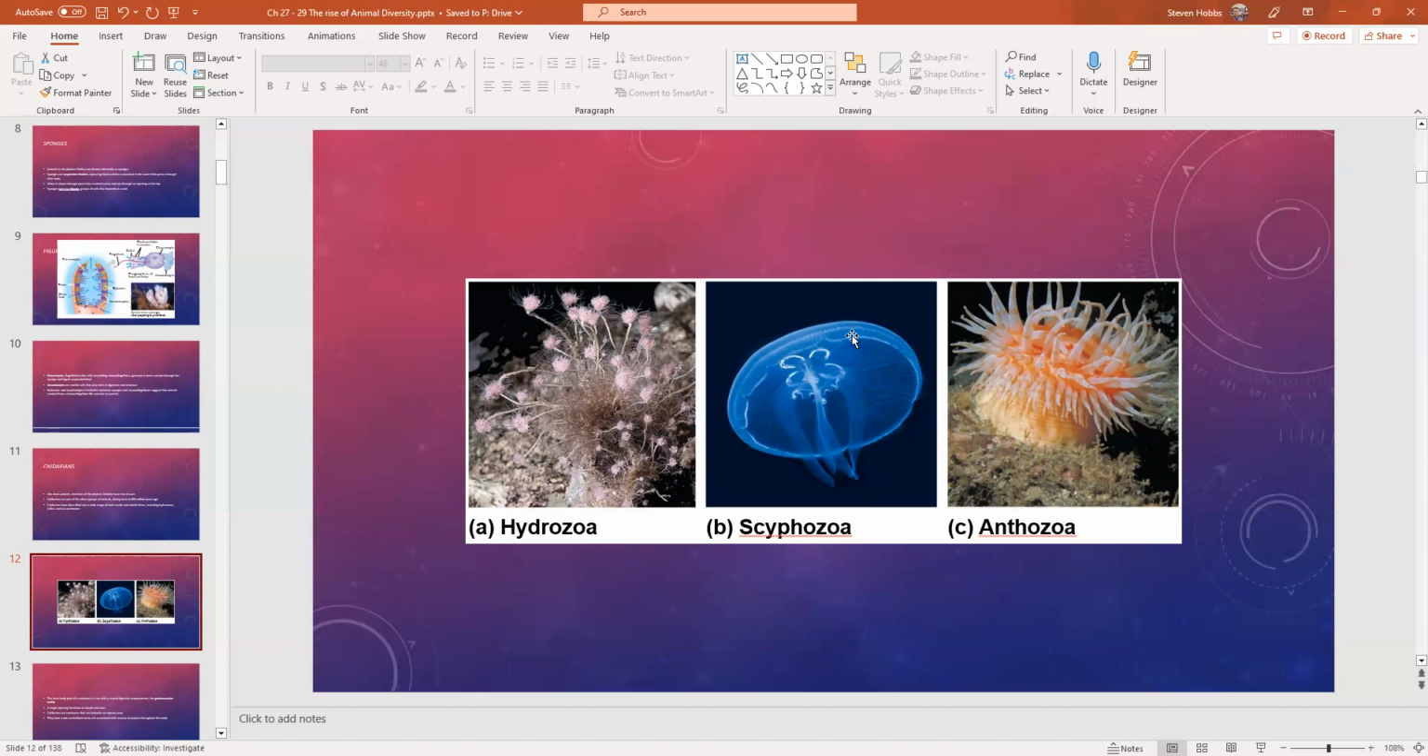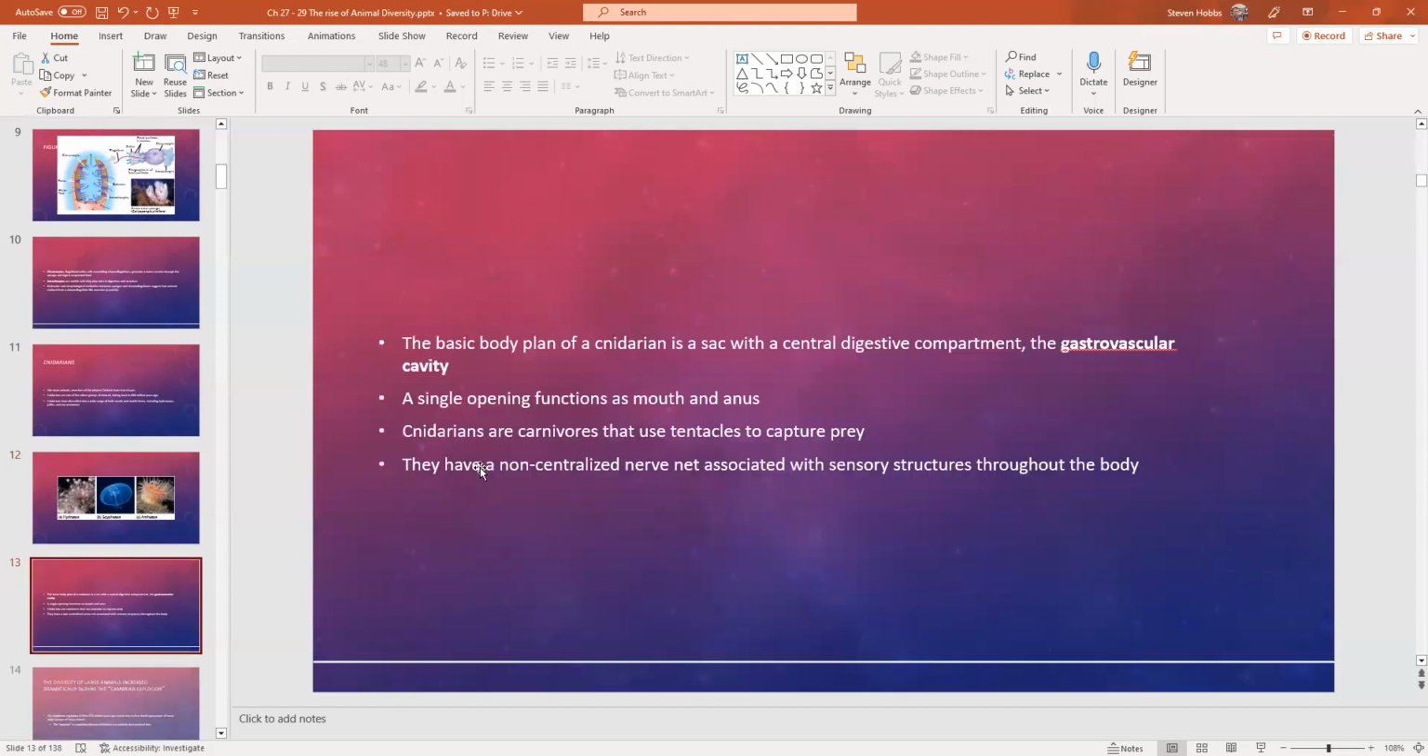Scyphozoans, such as the jellyfish here, have a sessile polyp stage and a motile medusa stage. So they have a reproductive stage that's actually going to get up and move around. And then the anthozoans, those are our sea anemones. And in case you've ever wondered, can sea anemones as animals get up and move around? The answer is yes, they can. They can actually swim. They're not very good at it, but they can avoid predators like the starfish.